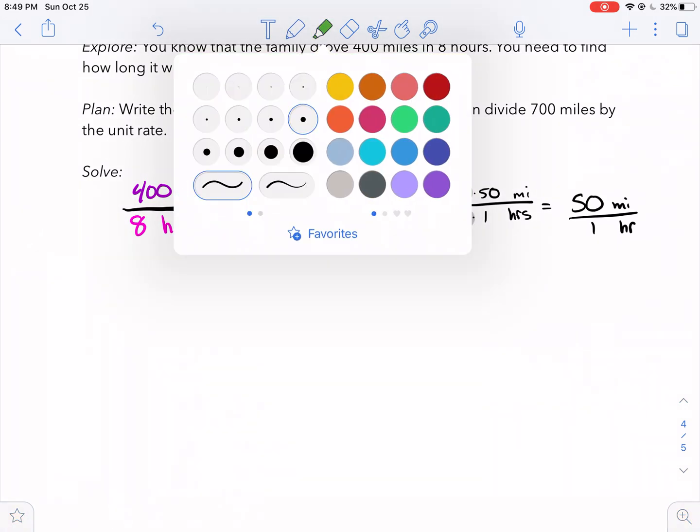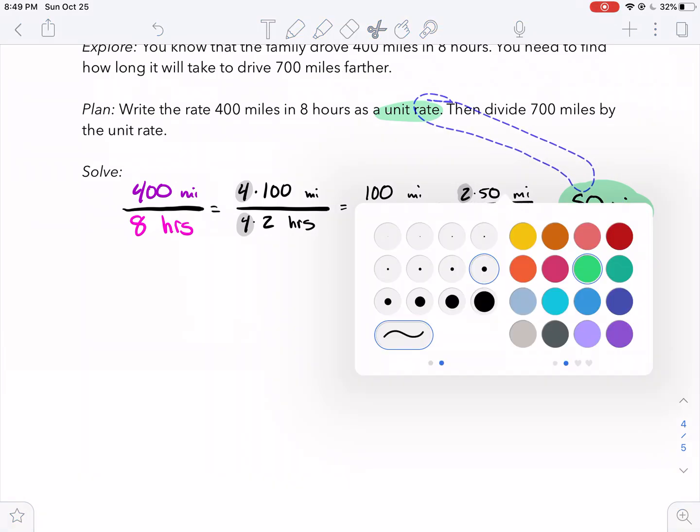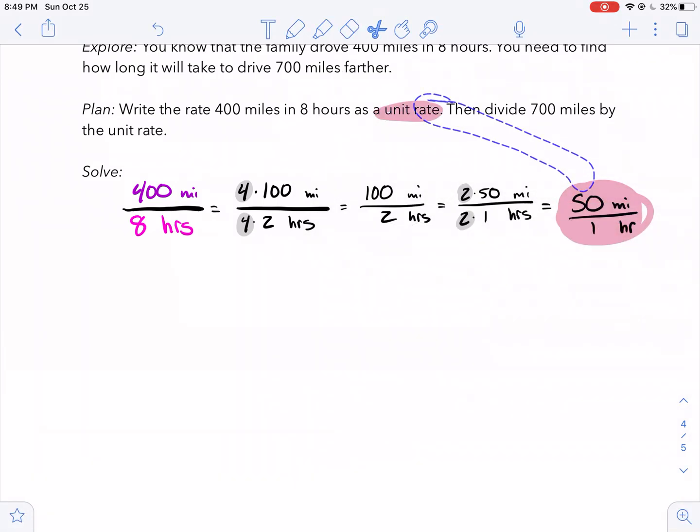What color did we make unit rates? It was like this weird green, wasn't it? We got our unit rate. Why? Because it's divided by 1. Oh, I misremembered. Our unit rates were pink, like this magenta. Nice. Okay, now we know 50 miles per hour.